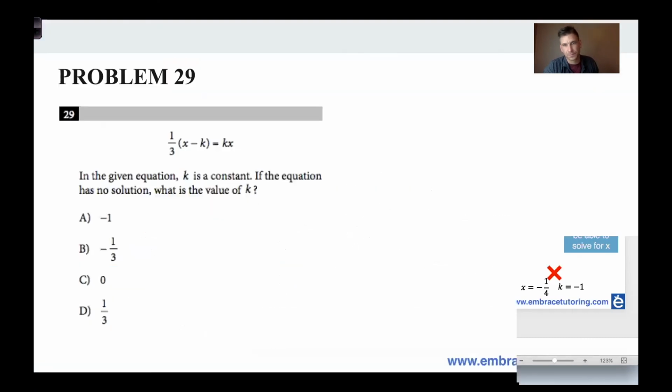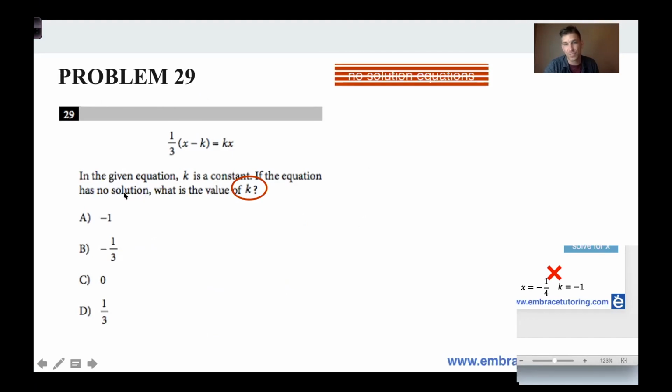Okay. All right, so this one's a little tricky, and it's similar to the one that we did previously, which is the equation. In the given equation, k is a constant. If the equation has no solution, what is the value of k? Now, what we talked about before is that whenever you have infinite solutions, your goal is to get the equations essentially equal on both sides. Likewise, if you have no solution, it's actually kind of the same strategy.